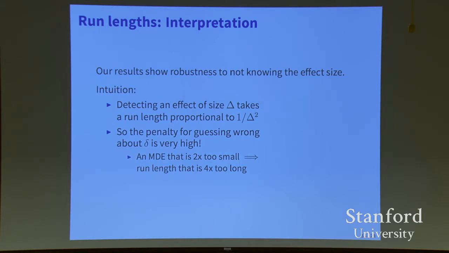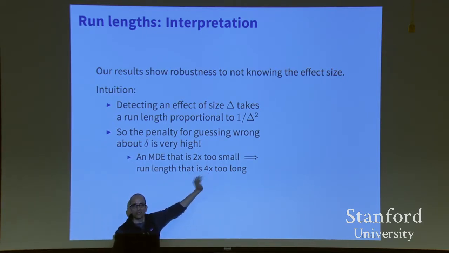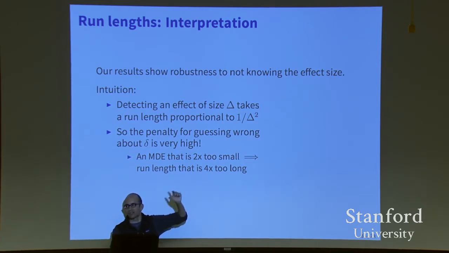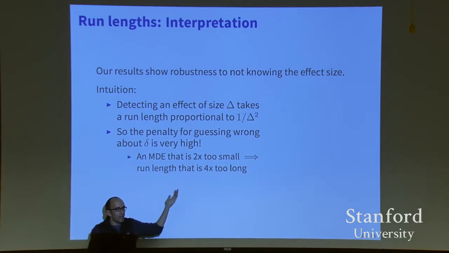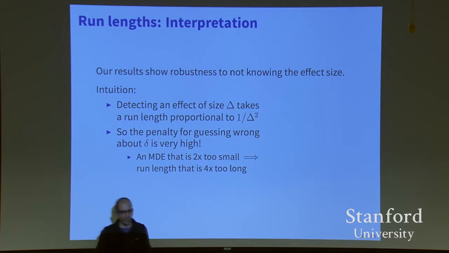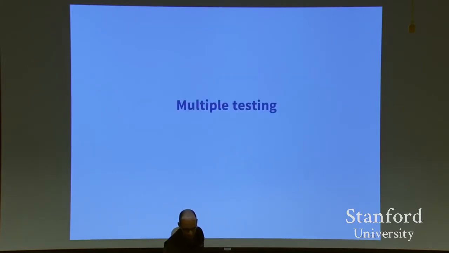Right? So the penalty for guessing wrong about this, this should be a capital delta, sorry. The penalty for guessing wrong about this is really high. Being off by a little bit, like an effect size that's 2x too small, actually takes 4x too long. So it's a huge, huge mistake when you're even slightly off about the effect. And our test, because it's adaptive, automatically kind of adapts to that. Right? So I'm going to stop there.